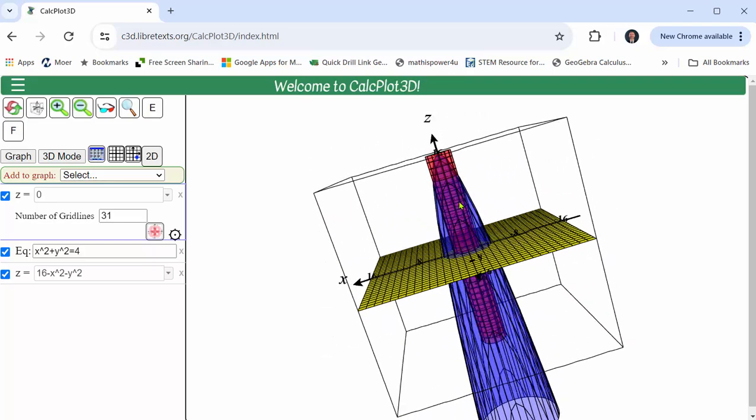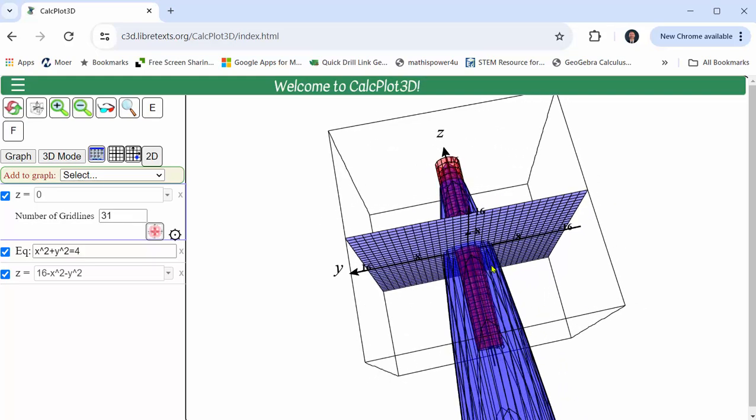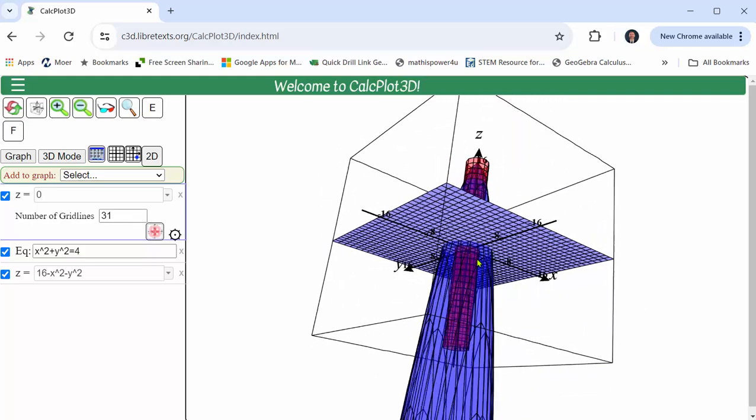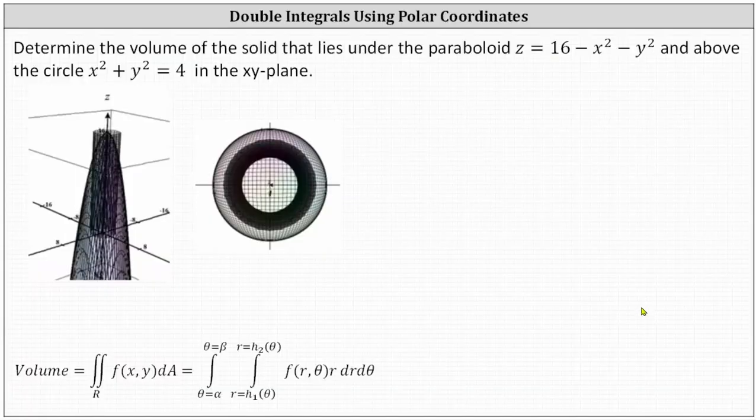Because the volume is inside a cylinder, or because the xy trace is a circle, we will use polar coordinates to determine the volume. Going back to our work, the volume under the function f of x comma y above the region R is given by the double integral over the region R of f of x comma y dA. But remember, when using polar coordinates, dA is equal to r dr d theta.